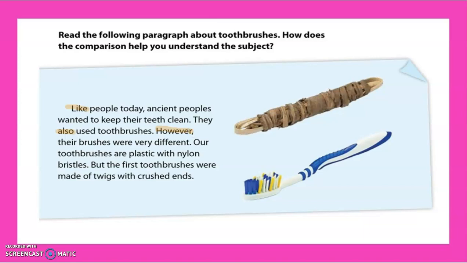Our toothbrushes are plastic with nylon bristles, but the first toothbrushes were made of twigs with crushed ends. Yes, there was one more in that last sentence. What was it? You've got it, the word but. Make sure you've underlined yours, and I just highlighted mine. So the words that we found to compare were like and also. And the words that we found to contrast were however and but. Nice job finding those signal words, boys and girls.